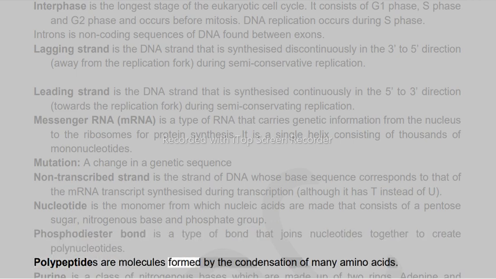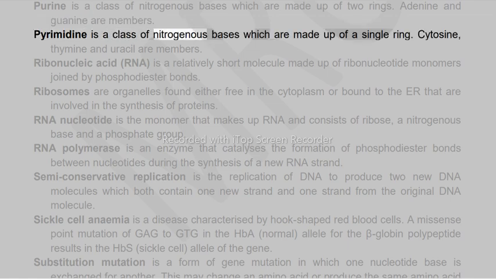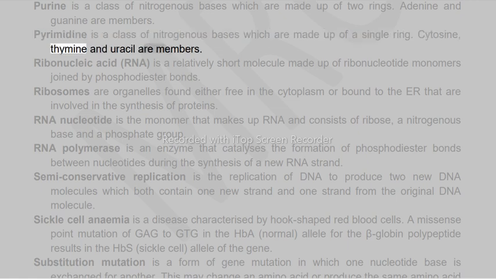Polypeptides are molecules formed by the condensation of many amino acids. Purine is a class of nitrogenous bases which are made up of 2 rings. Adenine and guanine are members. Pyrimidine is a class of nitrogenous bases which are made up of a single ring. Cytosine, thymine and uracil are members.